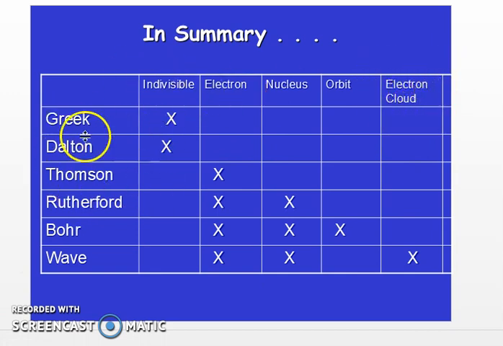Okay, so in summary, both Dalton and Democritus believed that the atom could not be divided. The electron was contributed from Thomson, so the electron never went away, right? We still have the electron. And the nucleus was discovered by Rutherford, and the nucleus still exists today. The difference here is Bohr believed the electrons were traveling in an orbit, whereas wave mechanics or quantum mechanics, they all mean the same thing. Instead of being in an orbit, electrons are now an electron cloud.